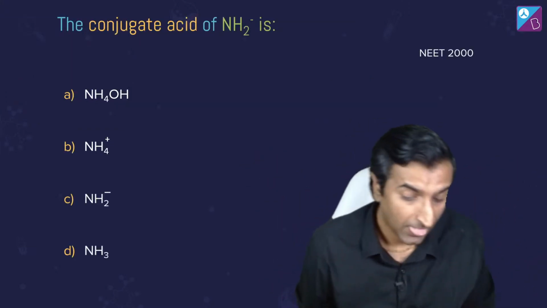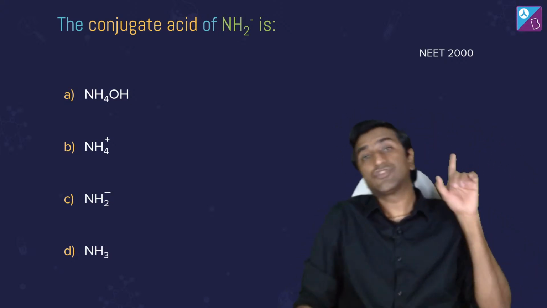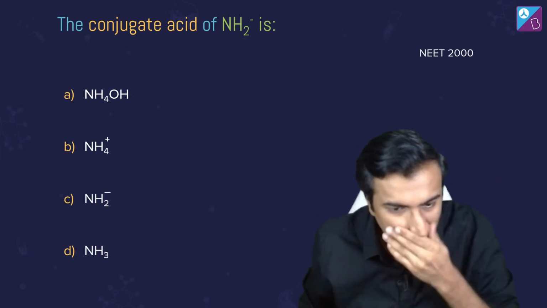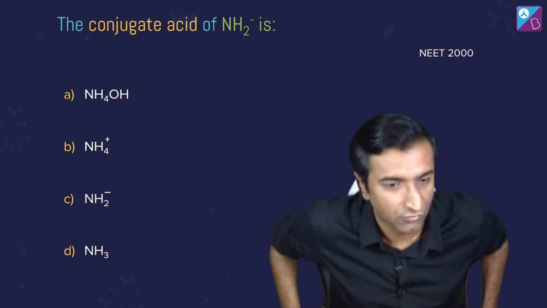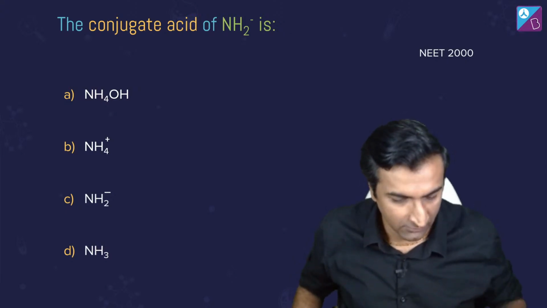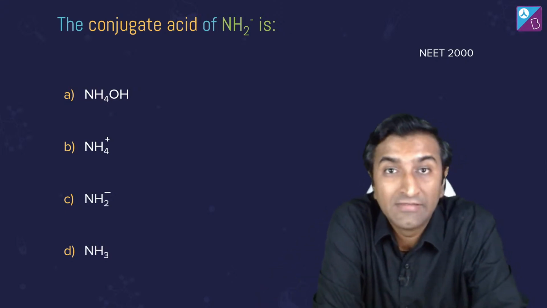खैर, एक सवाल ले लेते हैं. What is the conjugate acid of NH2 plus? What do you think? Okay, awesome, Mudassir Ahmed. Good job, good job. And NH4 plus is true as well. Ammonium ion, okay, awesome, awesome. ये क्या है? The conjugate acid of NH2 minus क्या होता है?